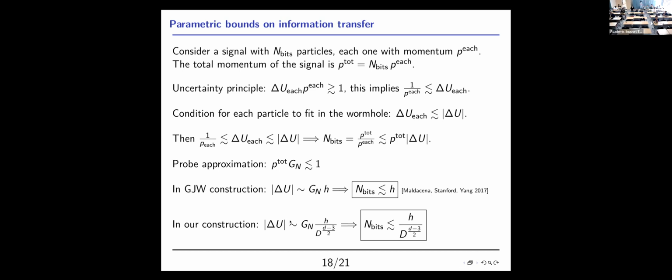Excuse me? So n bits means the number of bits? Yeah, that's the notation people use, but in this case, it's just the number of particles I'm sending through the wormhole. Right. So is h in this case positive or negative? It's the absolute value of h. Sorry, here it's positive.